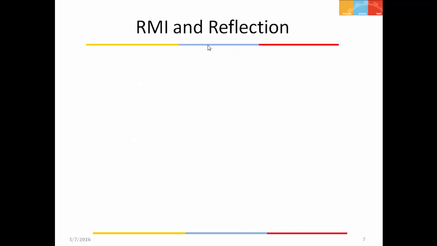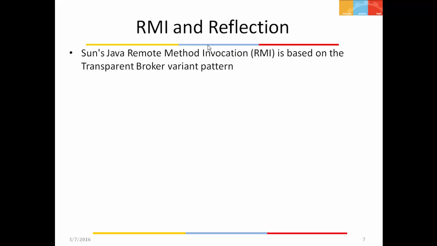So let's look at another implementation, which is RMI, and look at how reflection is implemented there. RMI is Java remote method invocation. That is also based on the broker variant. It's another type of broker. As I said earlier, it is influenced by CORBA's design, so the implementation will be quite similar.